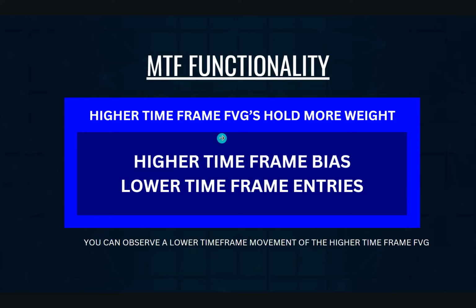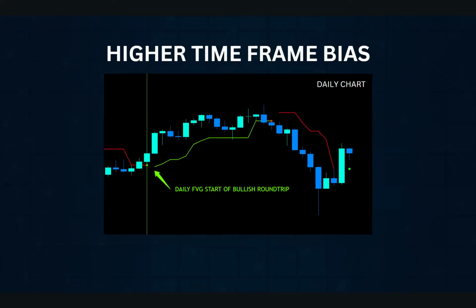The strategy is very similar to the indicator X strategy. We use the higher time frame for our bias, and we use the lower time frame for our entries. We observe the higher time frame to get an idea of when the round trip is starting. So for instance, as an example, I'm on the daily chart here, and you can see we got a bullish fair value gap start and a bullish round trip beginning.